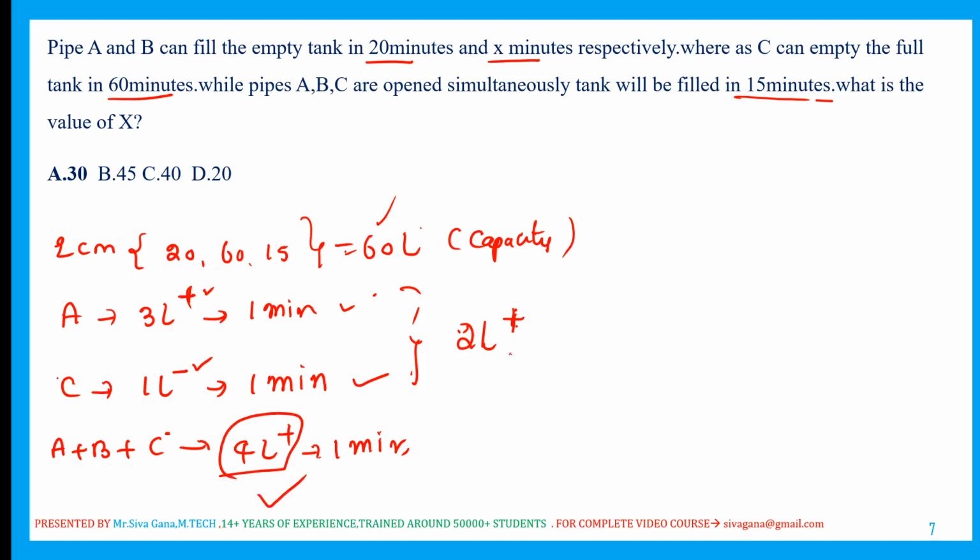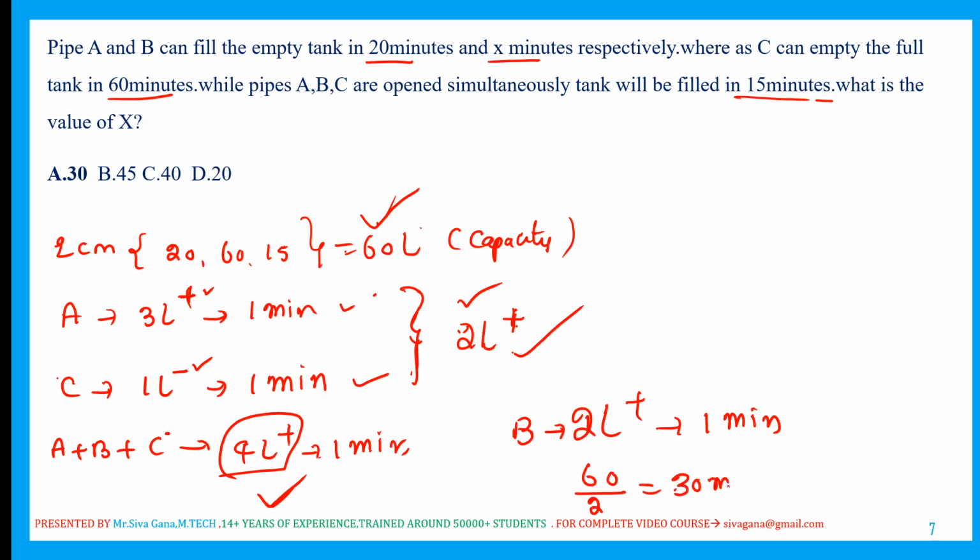So from this information, B fills 2 liters in 1 minute. A and C together 2 liters, A, B, C together 4 liters, which means B 2 liters in 1 minute. The capacity is 60 liters, each minute 2 liters, which means it will take 30 minutes to fill. B takes 30 minutes, which is nothing but the X value.